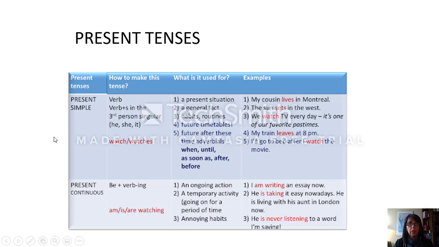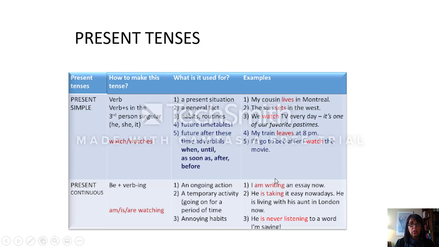Yesterday we started to revise the two present tenses, the present simple tense and the present continuous or present progressive. We revised how to make these tenses, being very clear on how important it is to use the s or es at the end of the third person singular, and how to conjugate the verb to be when you're doing the present continuous, that is, using am, is, are, plus the verb ending in ing. We revised the uses of each one, and we had some examples.